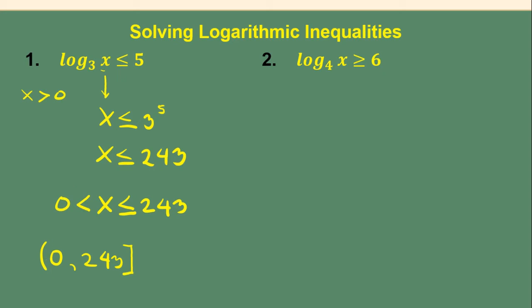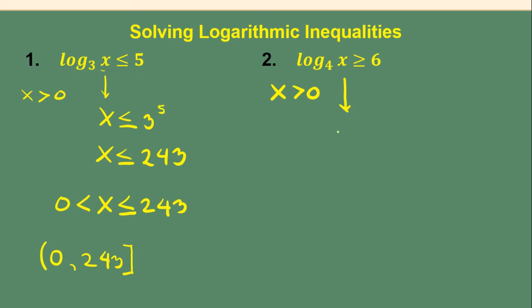Next, number 2, log of x with the base 4 is greater than or equal to 6. So our base is 4 and that is greater than 1. So just retain the inequality symbol all throughout the solution. Again, let us define our x. So x must be greater than 0. Okay? And then solve this by transforming into exponential.